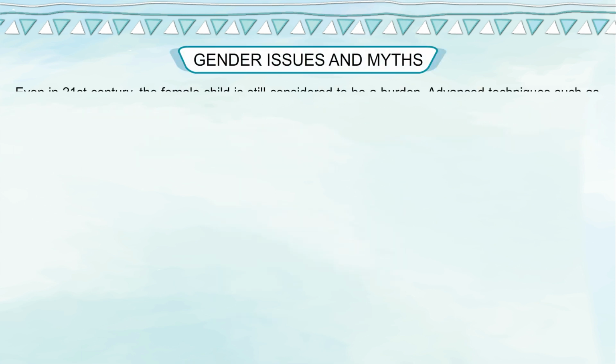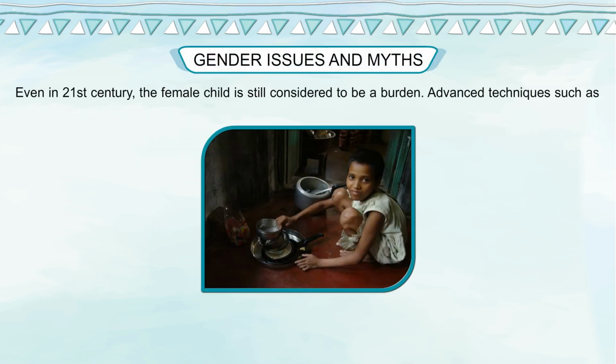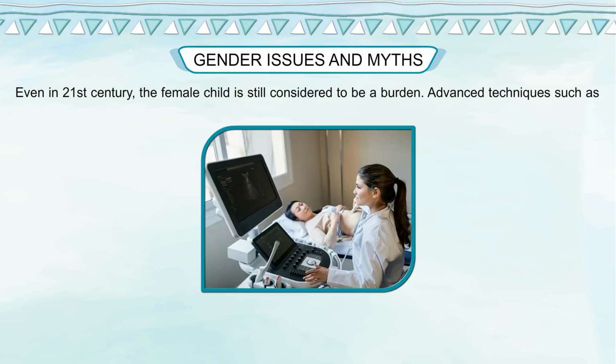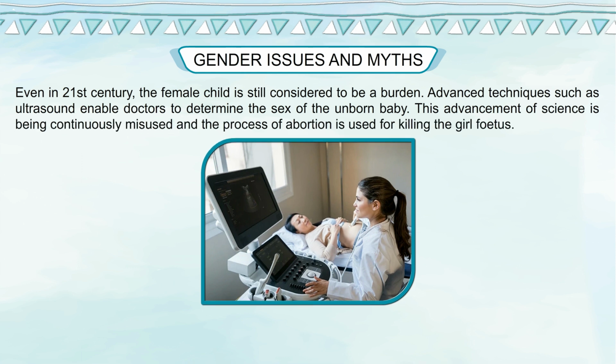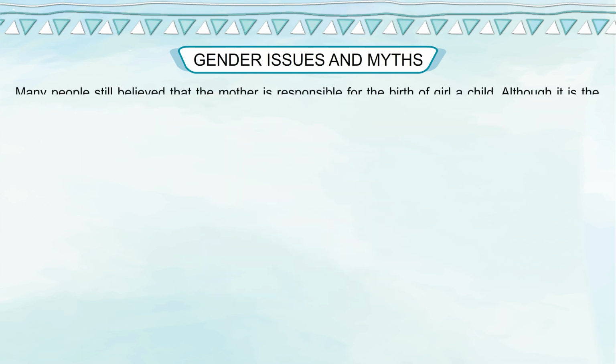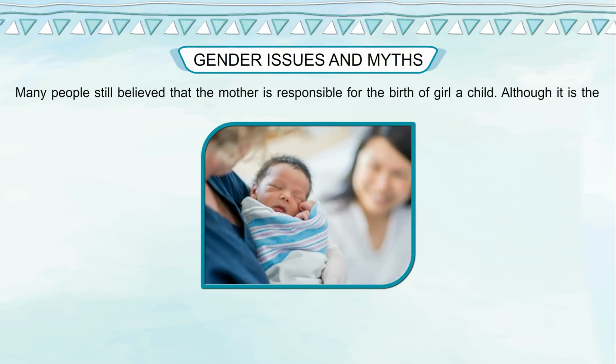Gender issues and myths. Even in the 21st century, the female child is still considered to be a burden. Advanced techniques such as ultrasound enable doctors to determine the sex of the unborn baby. This advancement of science is being continuously misused and the process of abortion is used for killing the girl fetus. Many people still believe that the mother is responsible for the birth of a girl child, although it is the father's sperms which determine the sex of a child.